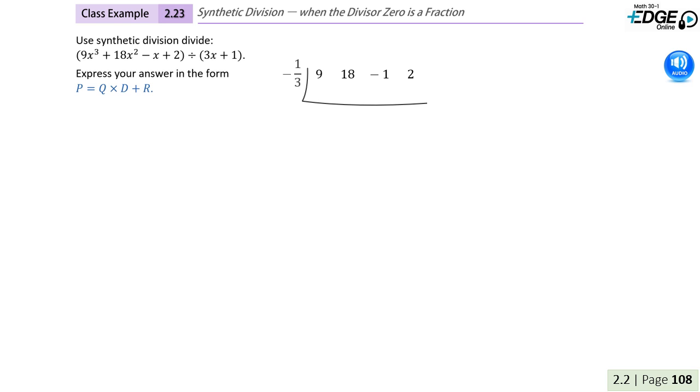Because our divisor is 3x plus 1, we can solve to determine that a value of negative 1/3 would generate a 0 there. To do that, simply write 3x plus 1 equals 0 and solve for x. So we're going to put our divisor value as negative 1/3.